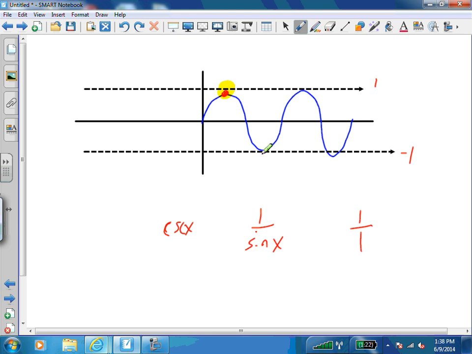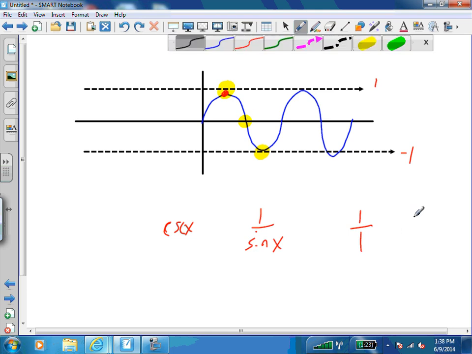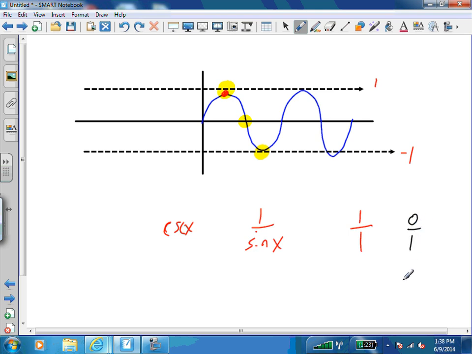Let's look here. Here, sine is -1, so what's the reciprocal of -1? -1. Well, let's look here. What is sine here? 0. What's the reciprocal of 0? Right. If that's 0, the reciprocal of that is undefined. If cosecant is 1 over sine, when sine is 0, that's undefined. So we have a vertical asymptote there. Every time sine is 0, we have a vertical asymptote.